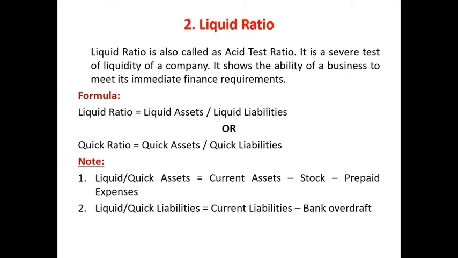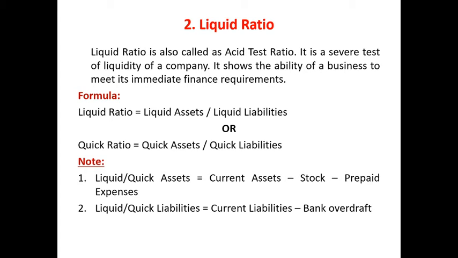Next, the second one. Under liquidity ratio, it is divided into two types: one is current ratio and another one is the liquid ratio. First, we will discuss the meaning of liquid ratio. Liquid ratio is also called the acid test ratio, or the quick ratio. It is a severe test of liquidity of a company. It shows the ability of a business to meet its immediate financial requirements.